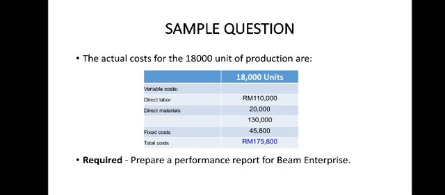Okay, and then the second thing in this question is the actual cost for the 18,000 units of production. The unit is 18,000 units, and then the variable cost: the actual direct labor cost is 110,000. The direct material cost is 20,000. So the total actual variable cost is equal to 130,000. The actual fixed cost is 48,800. So the total actual cost is equal to the total variable cost plus total fixed cost, which is $175,800.